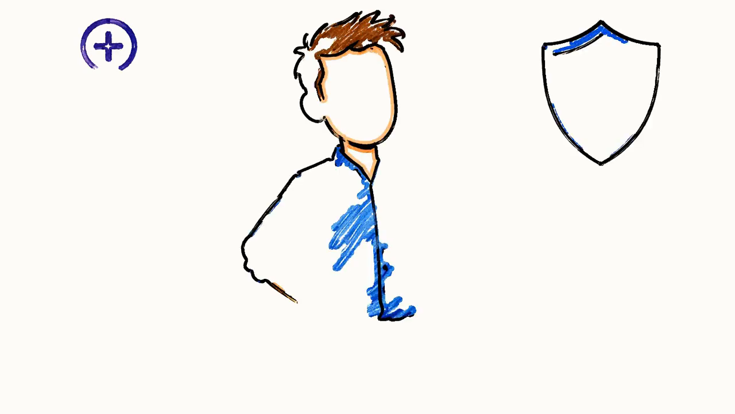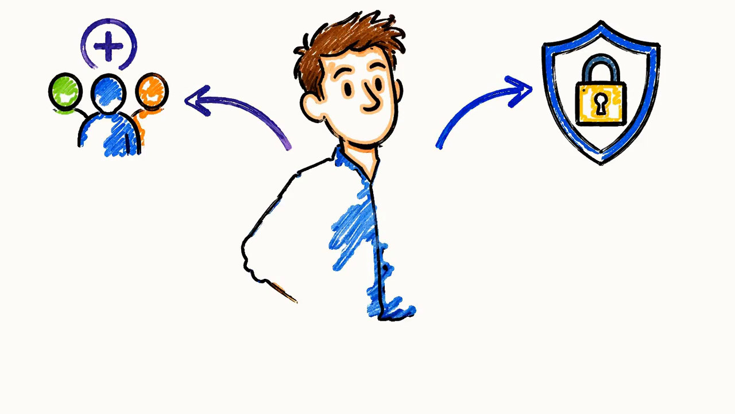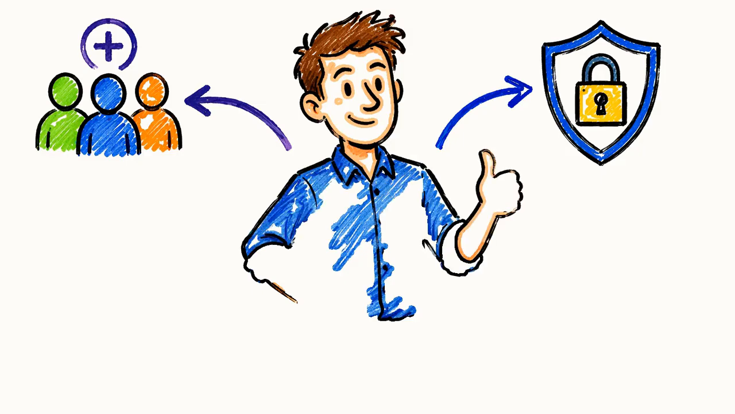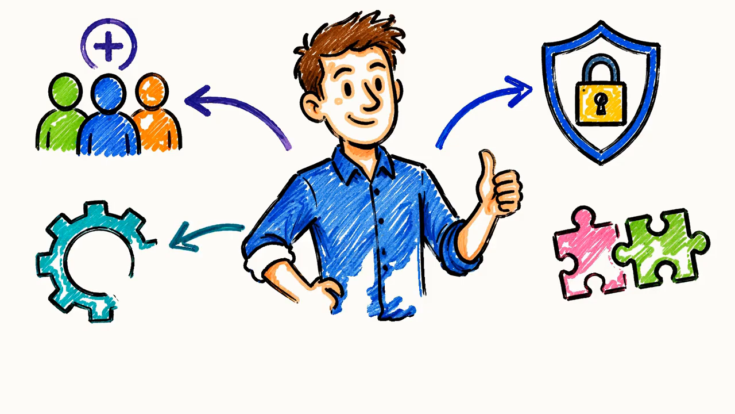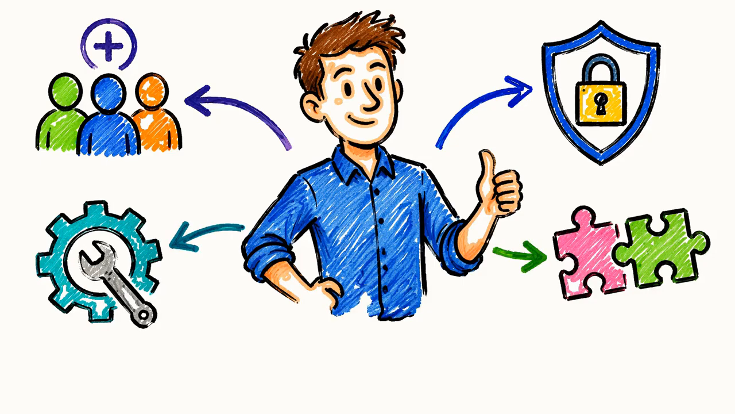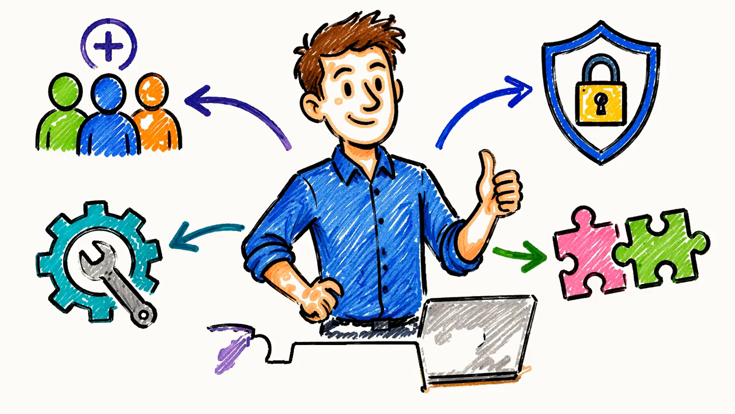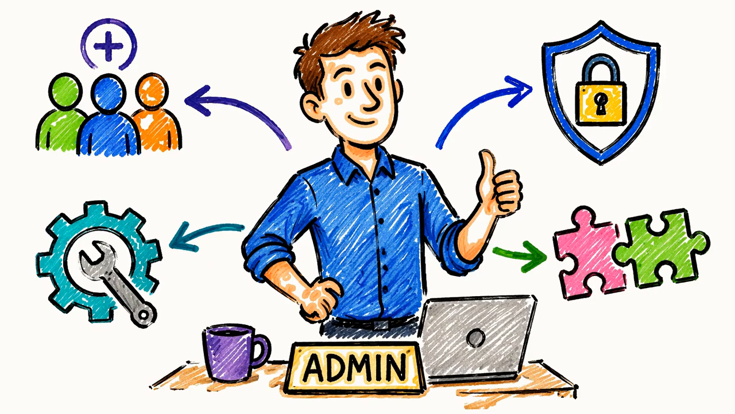Next up is the admin. An admin is your trusted deputy. They can manage members, tweak workspace settings, and handle security and integrations. The main difference is that they cannot manage billing or delete the workspace. This is the perfect role for an IT manager or a team lead who helps you run the show.